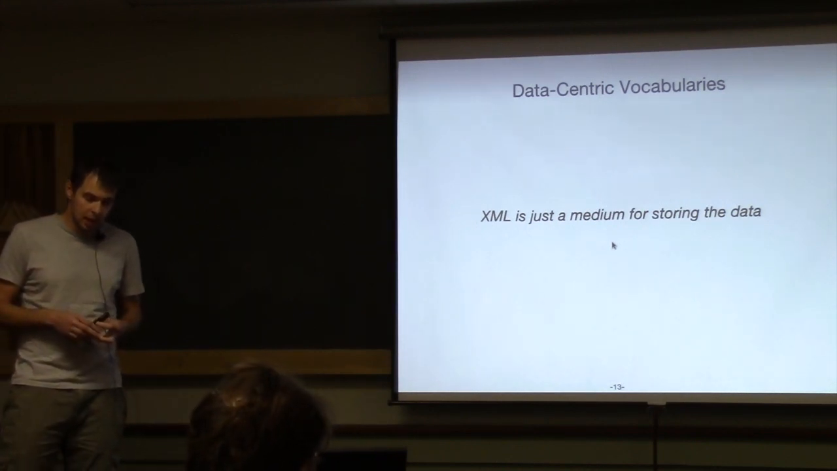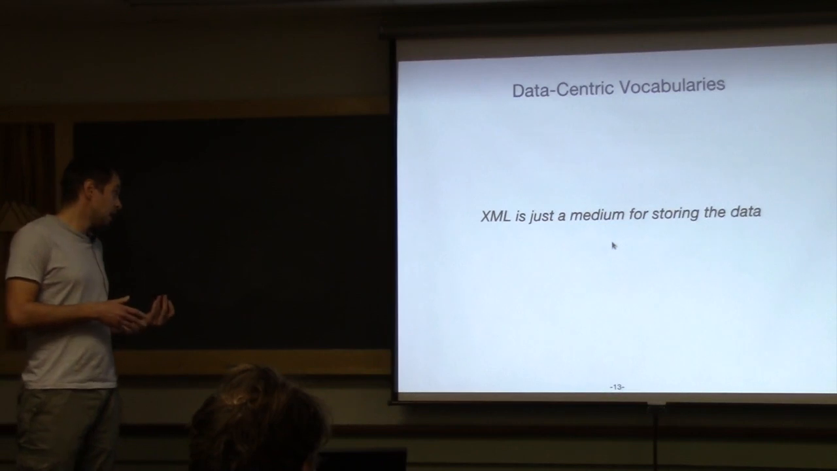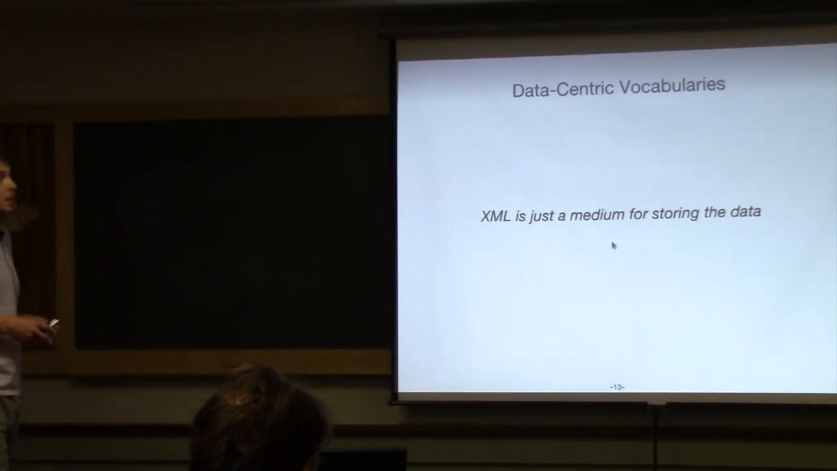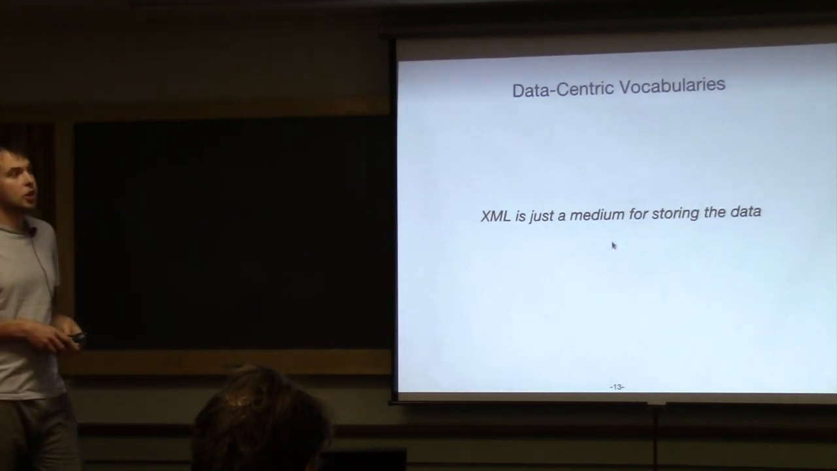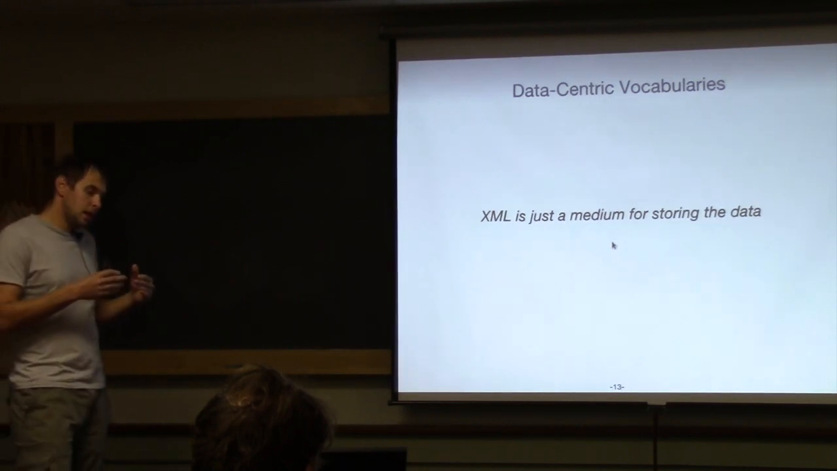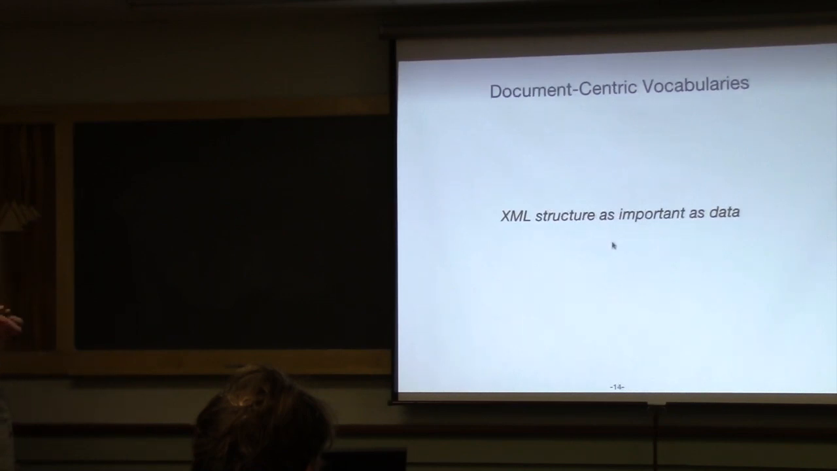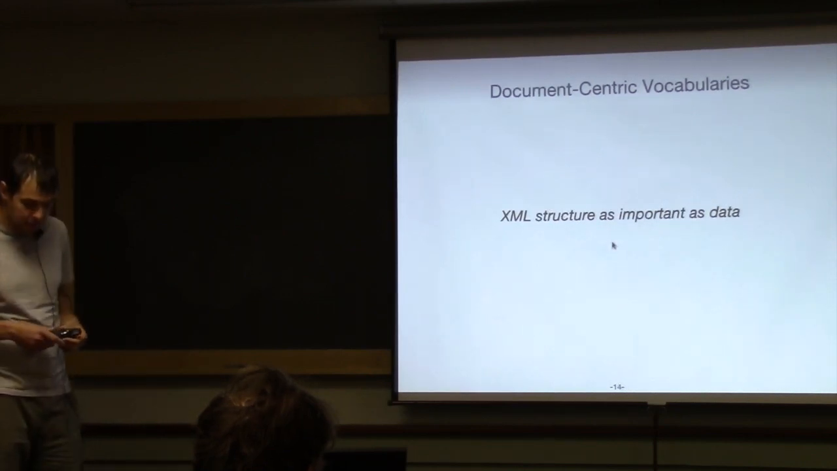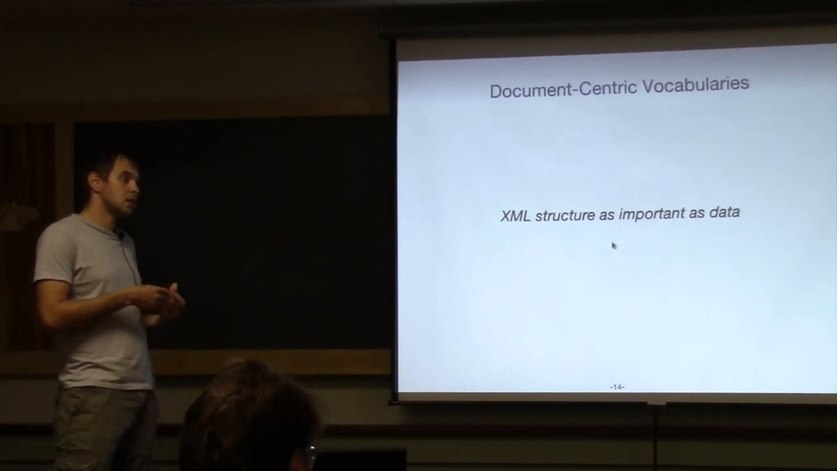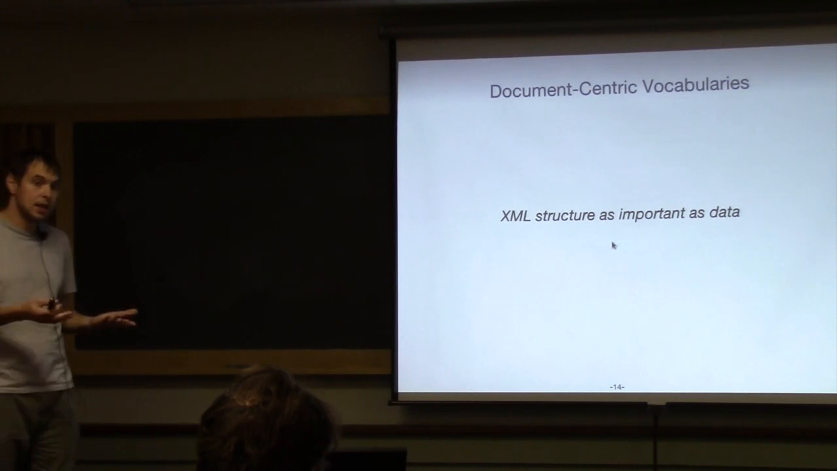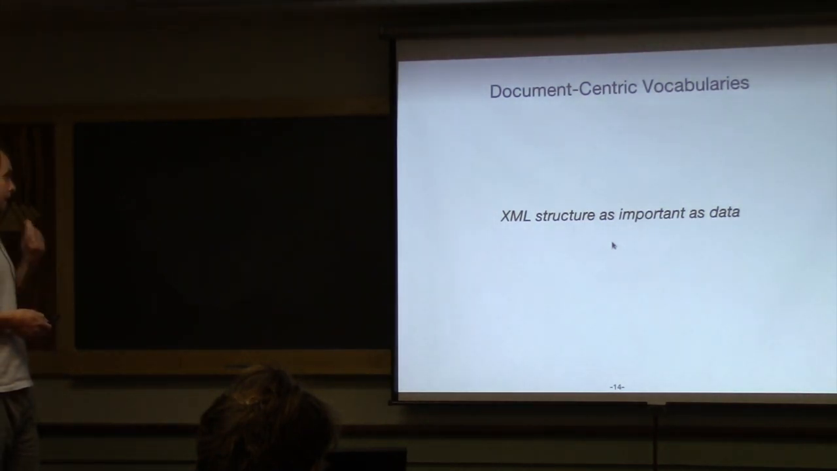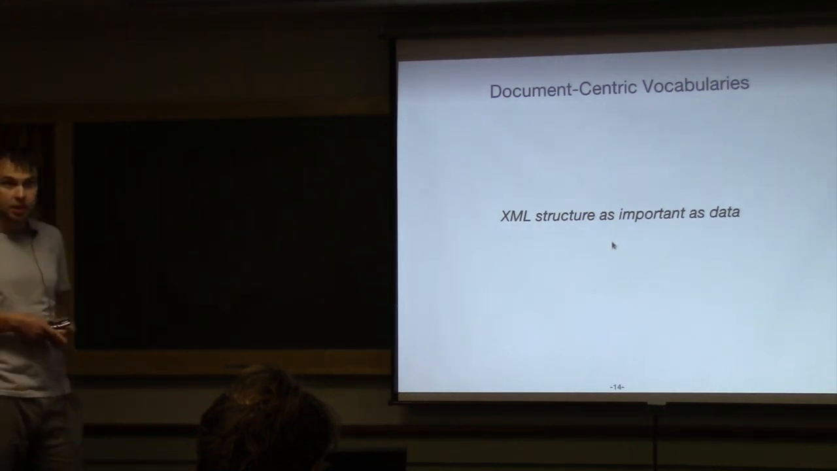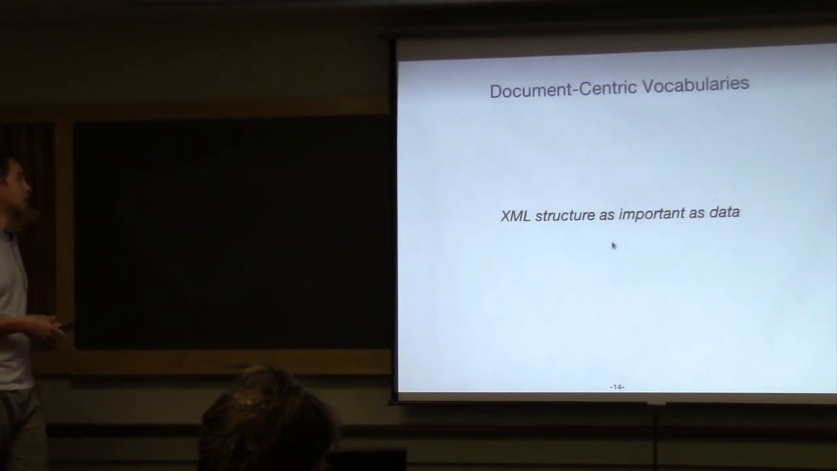When you see enough XML vocabularies, you will notice that there are two common kinds, data-centric and document-centric. Data-centric vocabularies use XML as just a medium for storing the data. They have a very regular structure, and the order of the elements is usually either fixed or doesn't carry any semantics. In contrast, document-centric vocabularies have less regular structure, but it's usually as important as the data itself, semantically. An example of a document-centric vocabulary would be XHTML. The majority of XML vocabularies in use today are data-centric, which is quite ironic considering XML's origins.